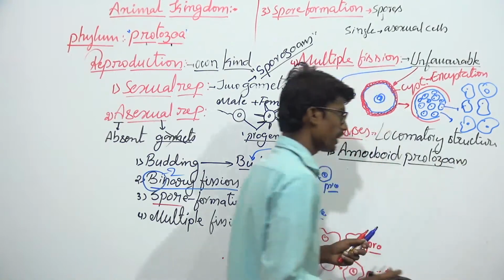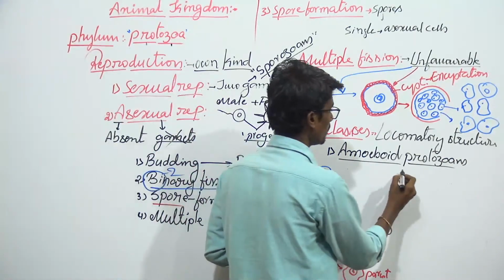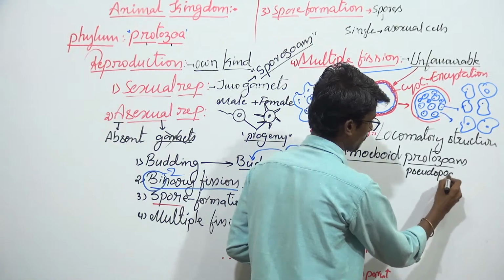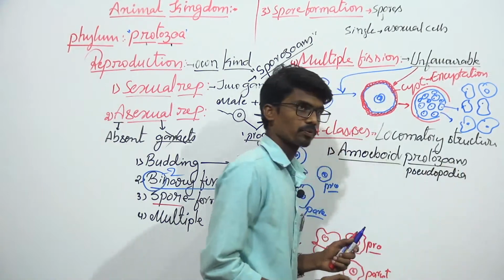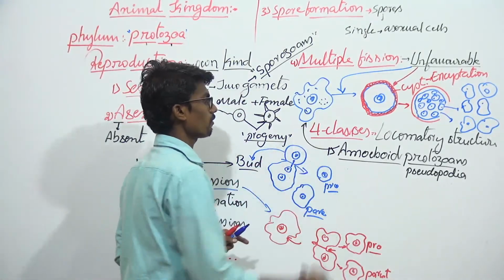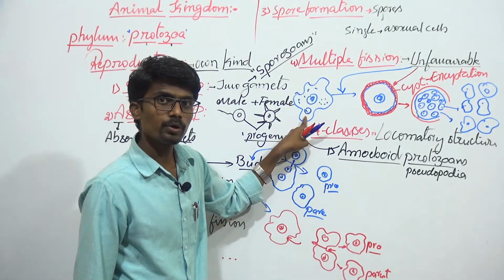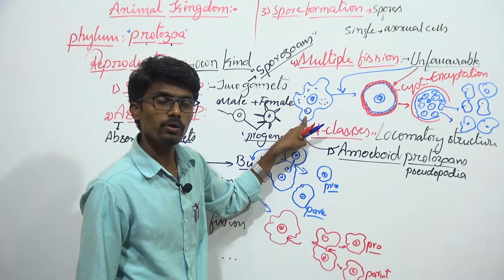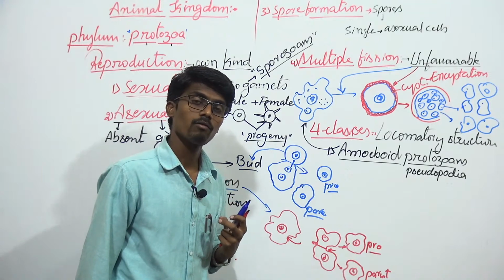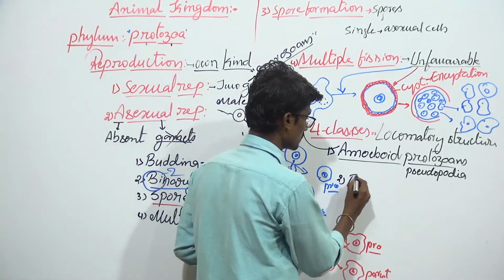These are what? Amoeboid protozoans. They have a locomotor structure that is pseudopodium. You might have seen it in amoeba, and amoeba is the best example for amoeboid protozoans. They have pseudopodia through which they can move from one place to another, as well as collect food particles.